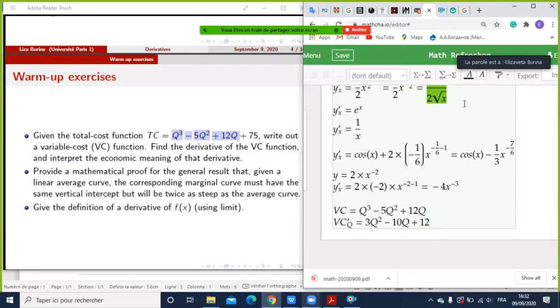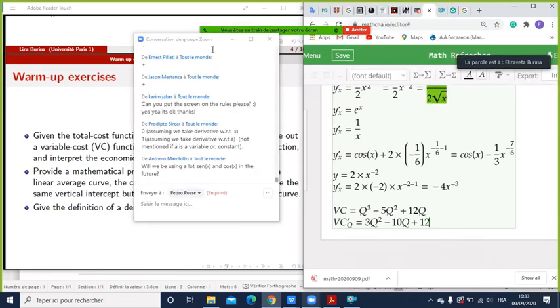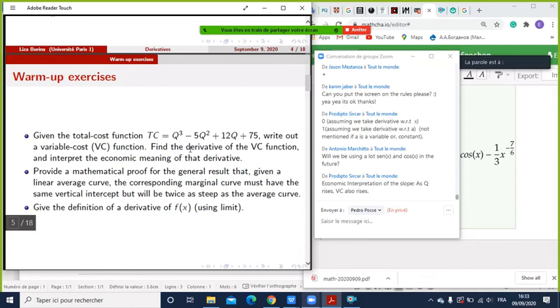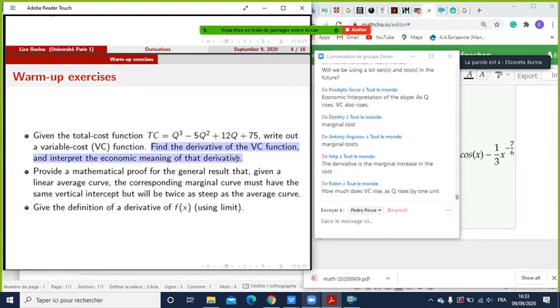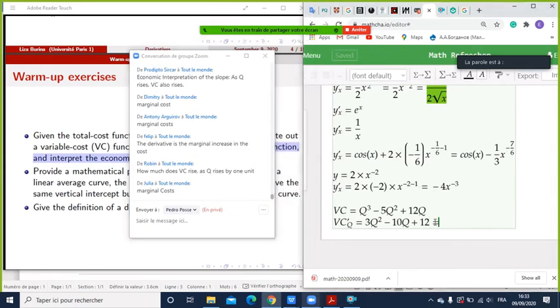Now I'm going to ask you to type me the interpretation of what the derivative of variable cost is. Is a slope. As Q rises, variable cost also rises. Well, the slope. Yeah, I agree, but that just applies to any derivative. The derivative is the marginal. Okay, so exactly what we get, like this, we get marginal cost.